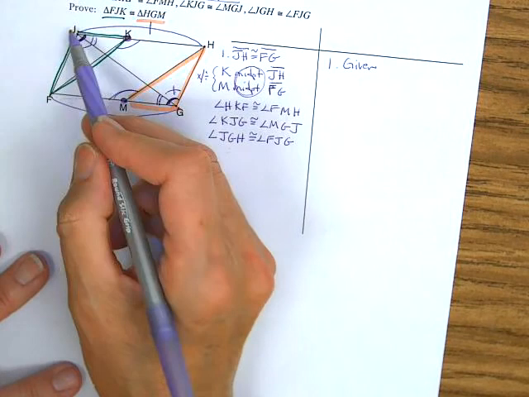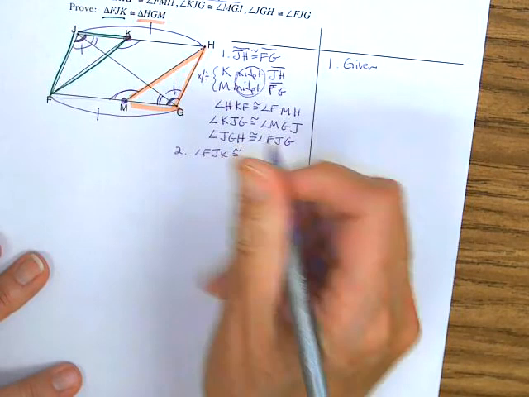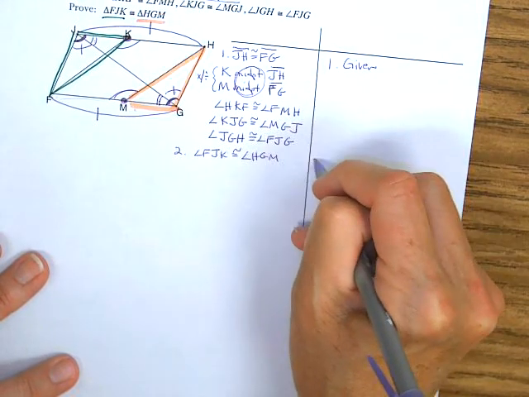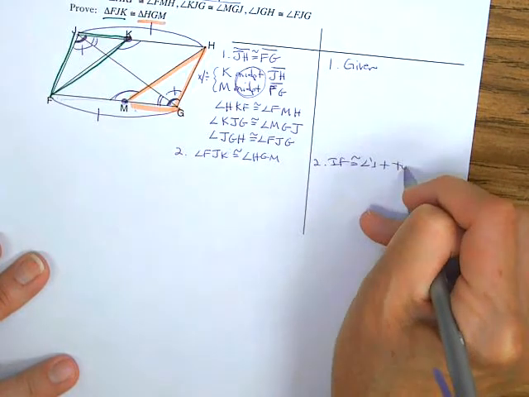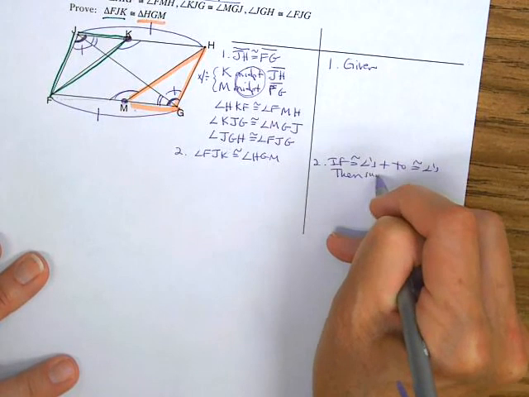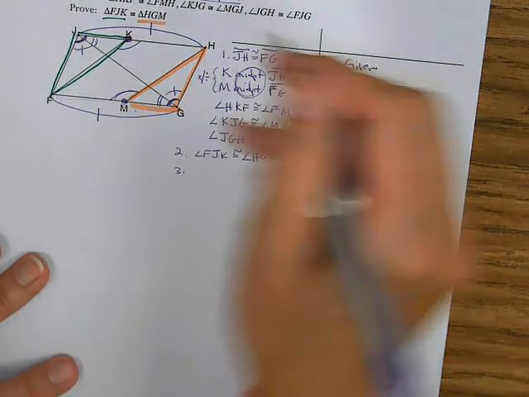So I can say angle FJK is congruent to angle HGM, because if congruent angles are added to congruent angles, then the sums are congruent. So now I do have an angle, so I'm going to keep track of that.